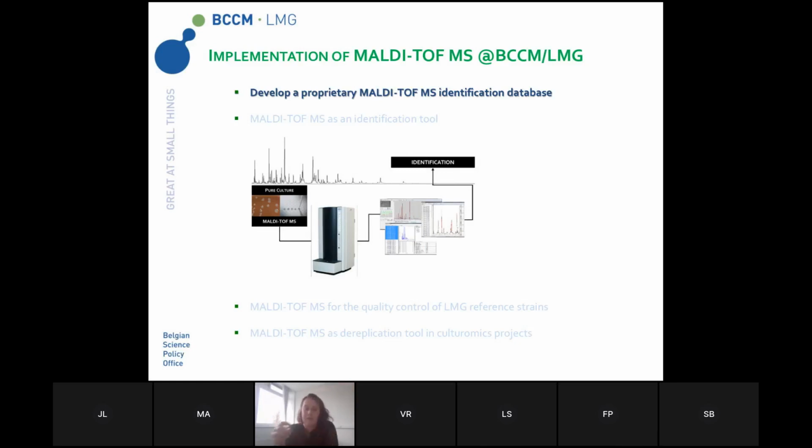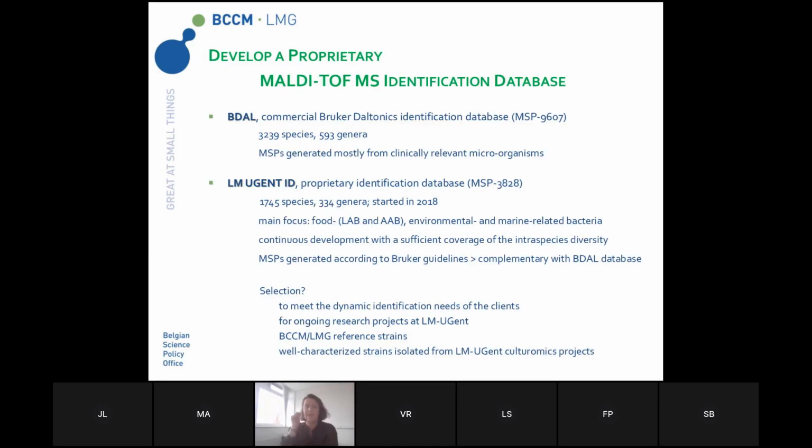So first of all, the development of our proprietary identification database. As you know, those 2 systems that we have are accompanied with a commercial Bruker Daltonics identification database. We use it in research use only, and it comprises more than 9,600 MSPs. As you can see, there is a huge diversity present there, so a lot of species and genera are covered here. And the MSPs are mostly generated from clinically relevant microorganisms. However, Bruker is making a huge investment and also including strains that are associated with veterinary diseases, for instance, or food pathogens, food safety, and so on, microorganisms.